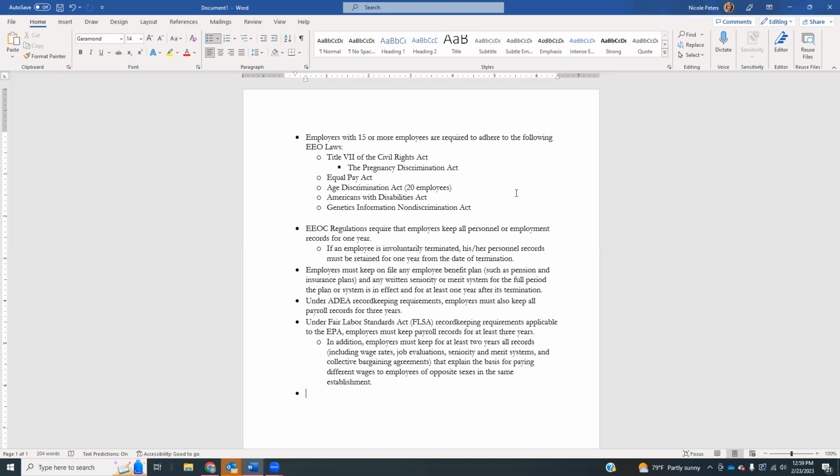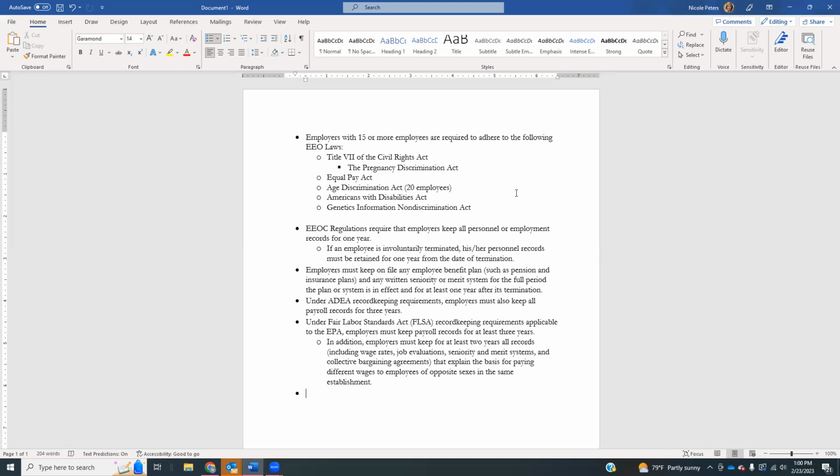So the first one is Title VII of the Civil Rights Act. We should know that one by now, I would hope. So in addition to Title VII of the Civil Rights Act, you also have the Pregnancy Discrimination Act. And while the Pregnancy Discrimination Act is technically its own act, it does fall under Title VII because pregnancy discrimination is also considered sex discrimination, and sex discrimination falls under Title VII, right? We also have the Equal Pay Act. We have the Age Discrimination in Employment Act, the Americans with Disabilities Act, and the Genetic Information Nondiscrimination Act. So those, let me count them, six laws fall under EEO.